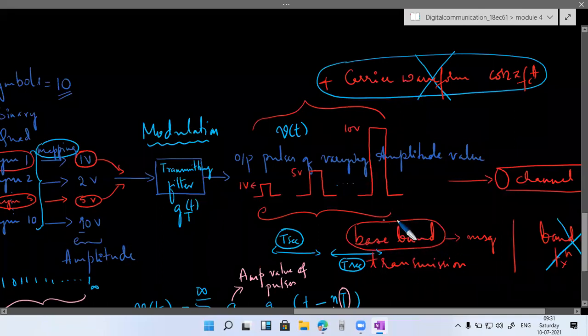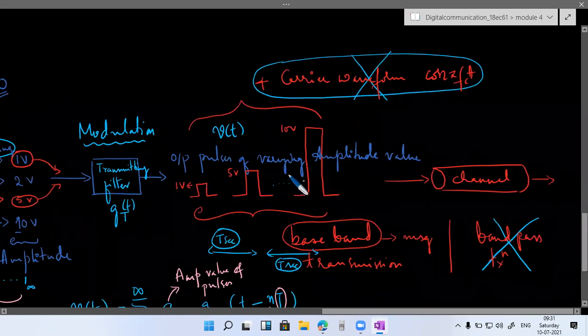We call this baseband transmission because we are trying to directly convert our message signal into pulses. In turn, we'll be feeding these pulses onto our channel. We'll be transmitting these pulses, which are of varying amplitude values, via our channel.